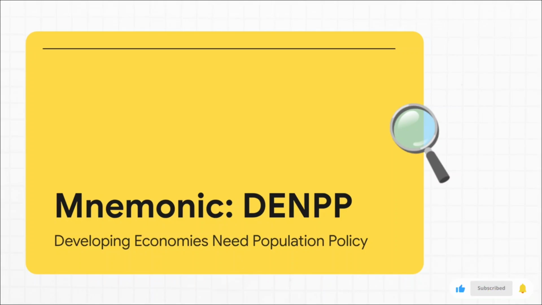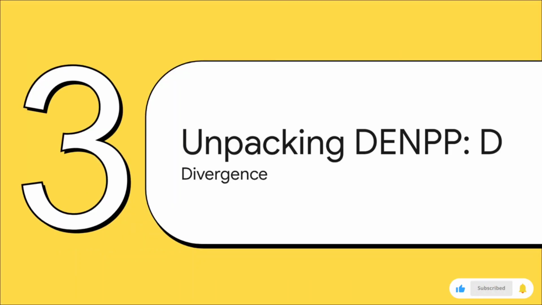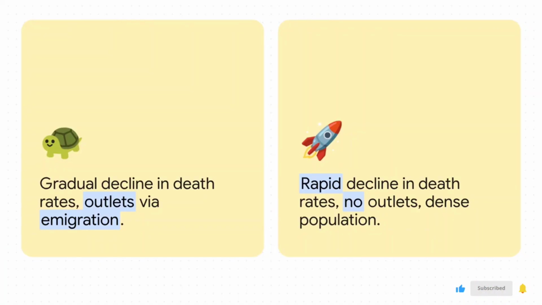Each letter is a key point, and now we're going to break them down, one by one. Okay, let's start with D. D is for divergence. And this is all about one thing, explaining why the history of today's developing countries is completely different from what happened in Western Europe. This slide really says it all, doesn't it?